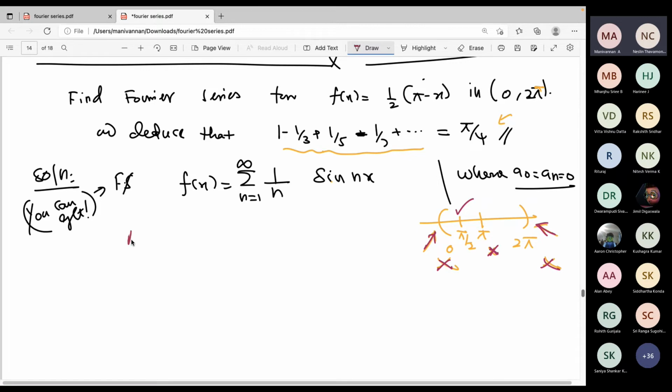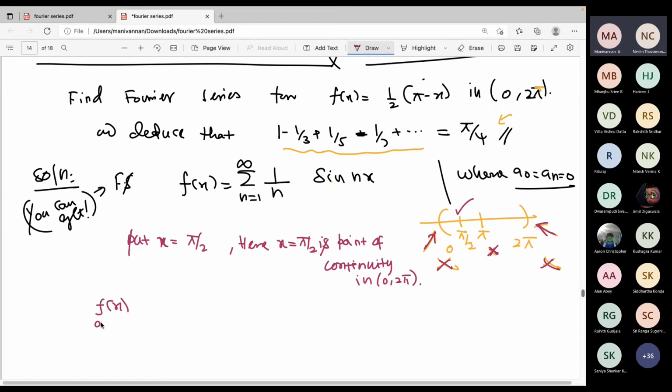So at x equals pi by 2, put x equals pi by 2. x equals pi by 2 is a point of continuity in 0 to 2 pi, am I right? So how can we compute this f of x value at x equals pi by 2? It is direct substitution, right?